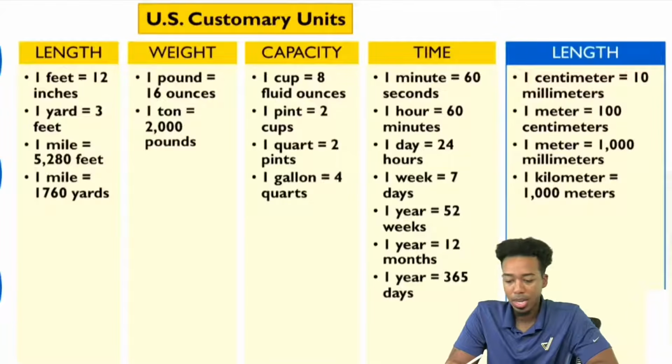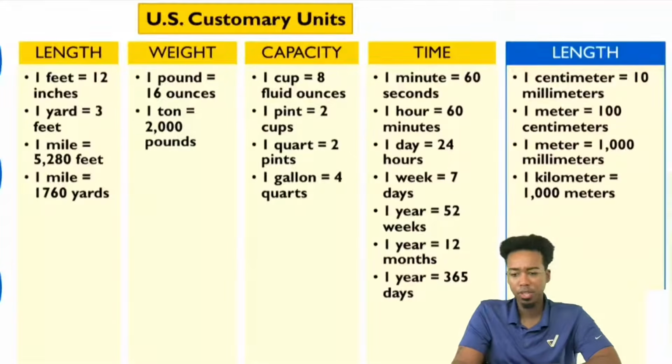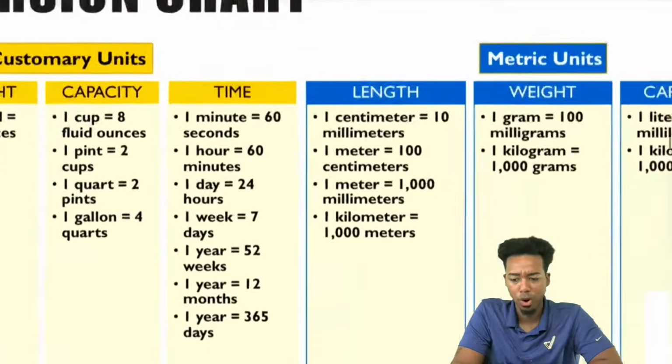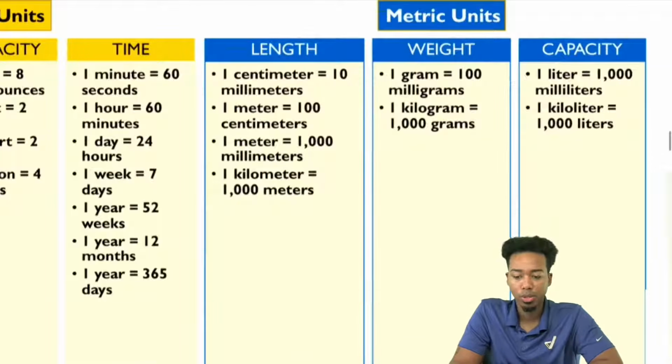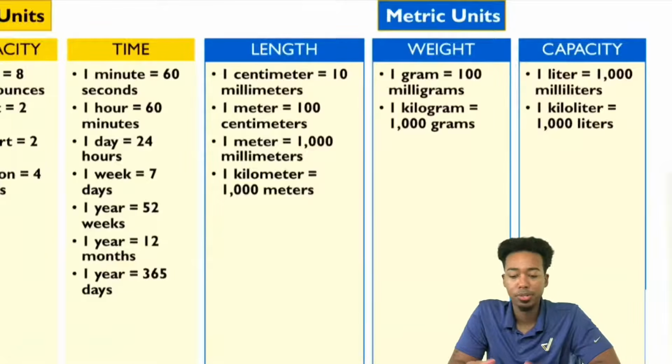All right, perfect. And then hopefully the chance to take a screenshot there. We're going to move over to metric units for length, weight, and capacity. So basically centimeters, meters, millimeters, and kilometers, grams, kilograms, and then liters and kiloliters.